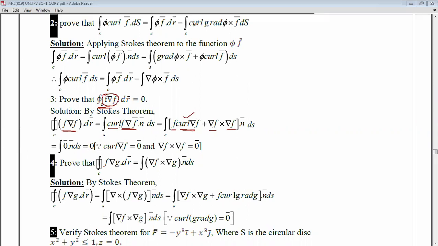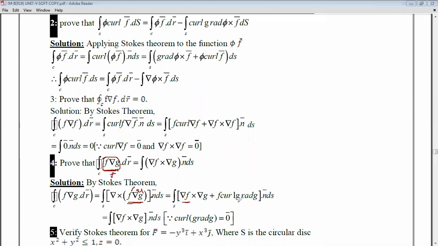Okay, next, the fourth one, the integral of f del g dot dr bar is equal to this. Simply this total one you can choose as f bar, right? So by Stokes theorem, the integral of f bar dot dr bar is equal to curl f bar, so curl of f grad g dot n bar ds. Again here we are applying the identity, curl phi a bar, where phi is nothing but this, and a bar is nothing but this one. So simply del f cross del g plus f curl grad g dot n bar ds.